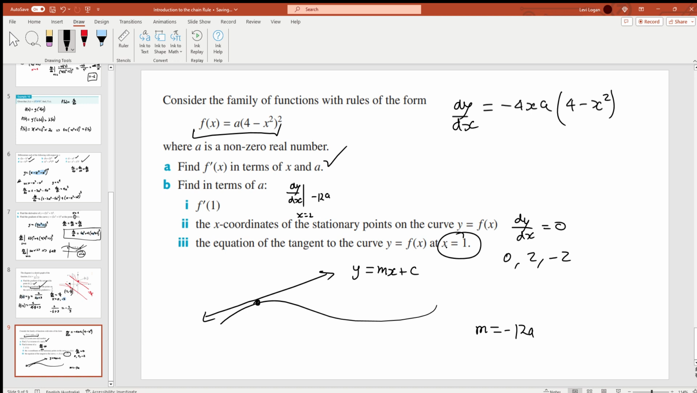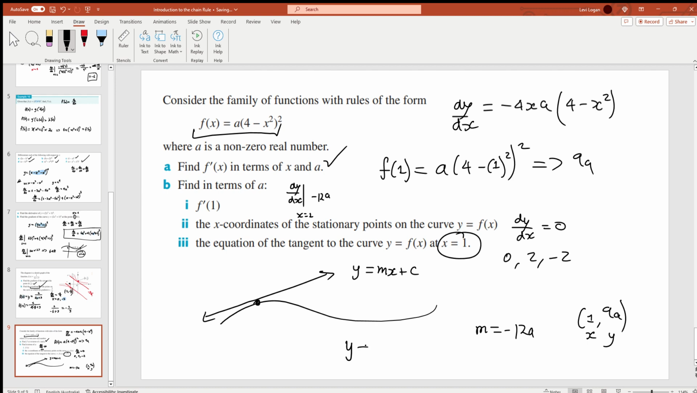And now we need pretty much the y value, because we've got the x coordinate, but we don't know what the y value is. So if I put x equals 1 in here, so in other words f of 1, I'm going to have a times by 4 minus 1 squared, all squared, and that's going to be, what's that, 3 squared, so 9a, so we'll have 9a. So now we've got a coordinate, this is an x and a y coordinate, and we can put this into here to find our c.